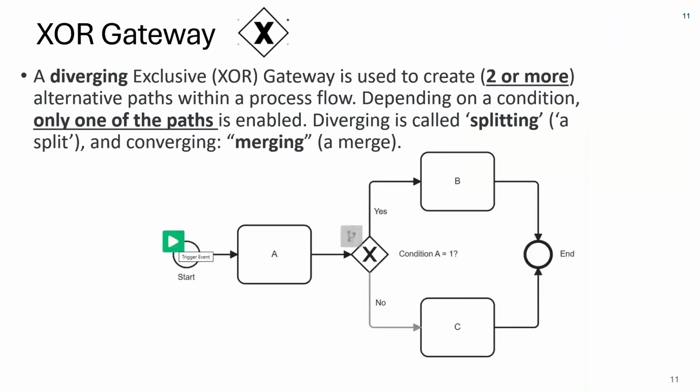The XOR gateway is a diverging exclusive gateway. You can have several paths outgoing from the XOR gateway, but only one is activated, right? And so the token represents it like this.